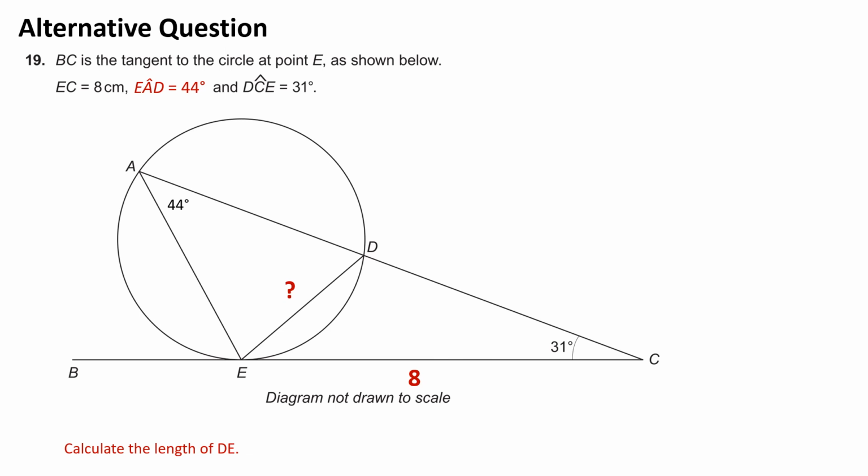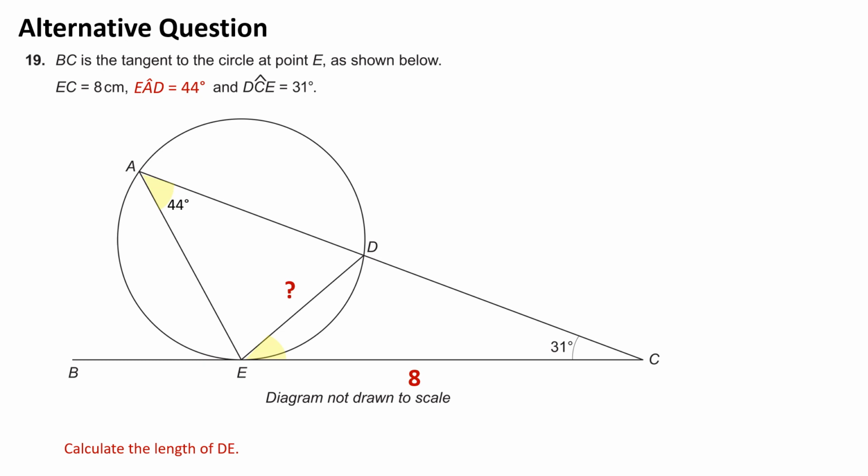Well, we're thinking about it. We're thinking, this is the alternate segment theorem again. So DEC is going to be 44. That would enable us to get the angle at the top here, EDC. And then we've got an angle opposite a side, and we've also got this angle. So we should be able to use the sine theorem to get our unknown side. Let's just check that does the job.